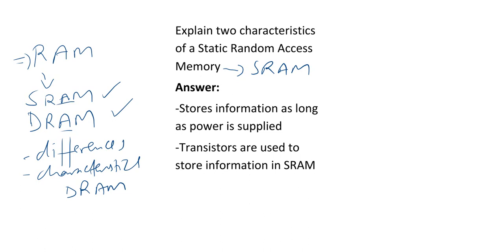So in this question, we are going to look at the characteristics of SRAM, whereby SRAM stores information as long as power is supplied. So it means it is volatile. Then the other one is transistors are used to store information in SRAM. So we use transistors to store information.